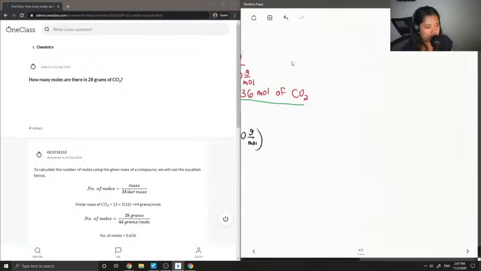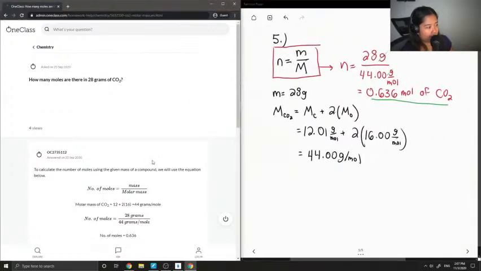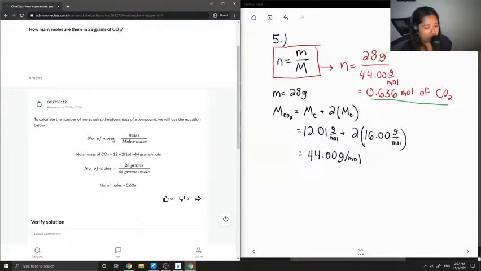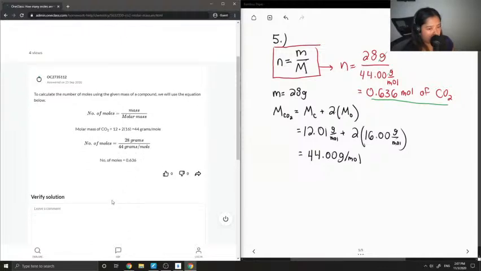So let's see what our junior tutor said. To calculate the number of moles using the given mass of a compound, we will use the equation below. Number of moles is equal to mass over molar mass. They then calculated the molar mass of CO2, and then they did 28 divided by 44 and got 0.636 moles. So this solution is correct.